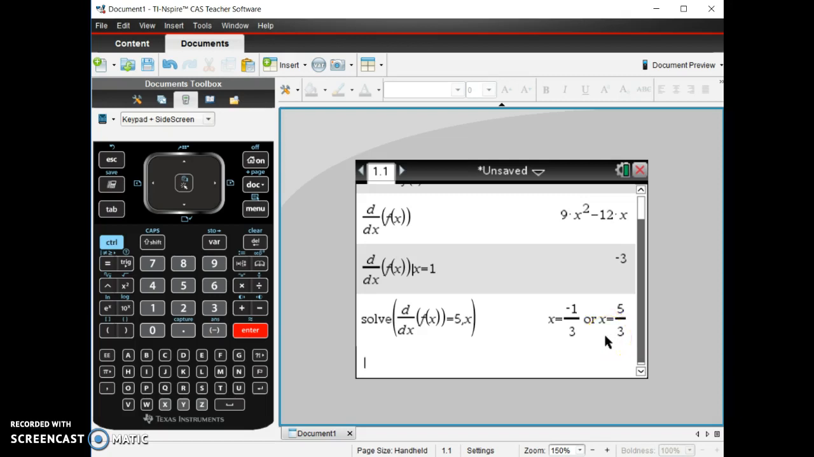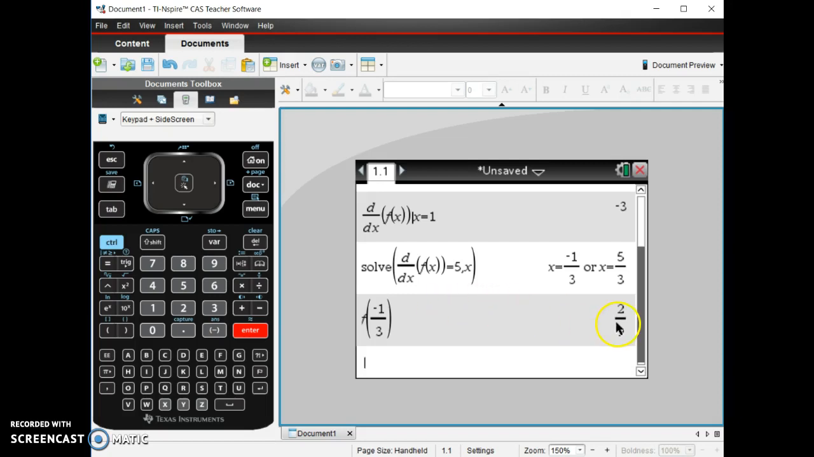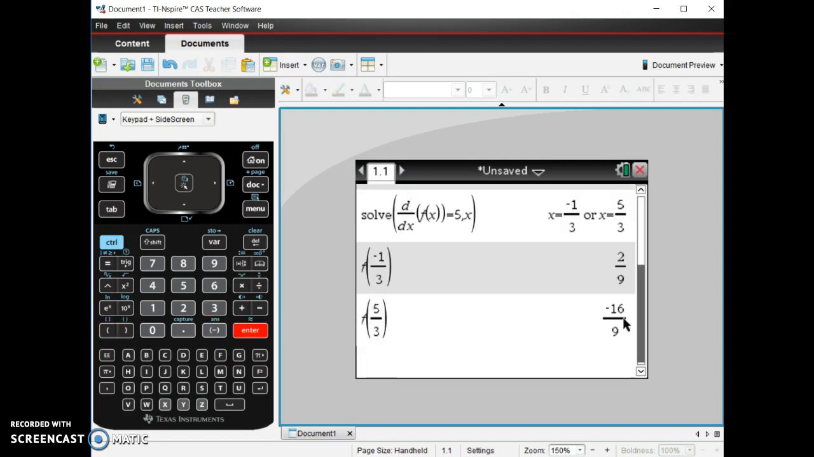If we want to find the coordinates of the points where the gradient is equal to 5, we can substitute these x values into our original function. That's as easy as just typing f of minus 1 over 3. That'll give us 2 over 9, so that's the y coordinate. So we've got one coordinate, x equals minus 1 over 3, y equals 2 over 9. The other coordinate where the gradient is equal to 5 is at x equals 5 over 3, and that'll give us minus 16 over 9.